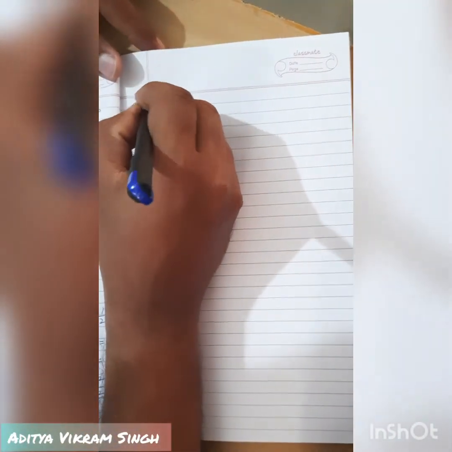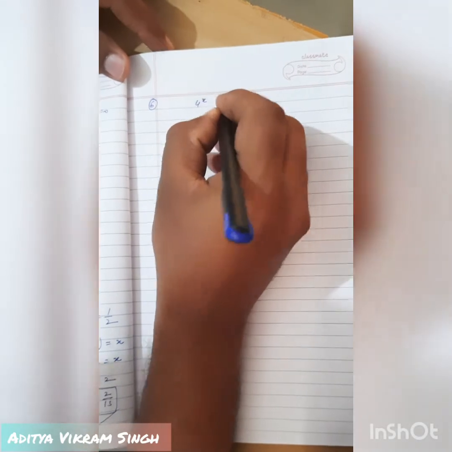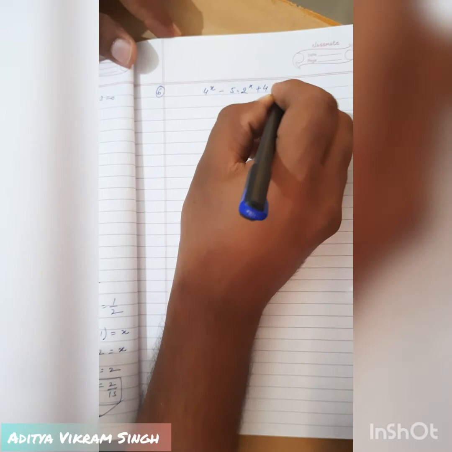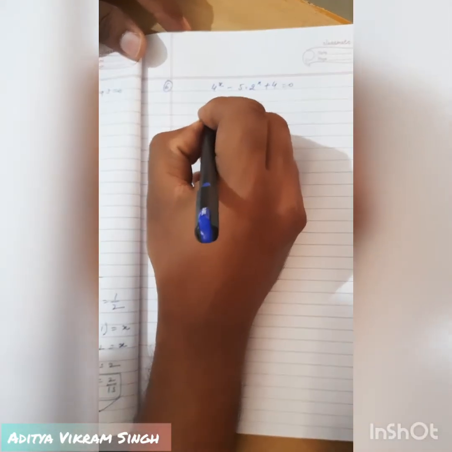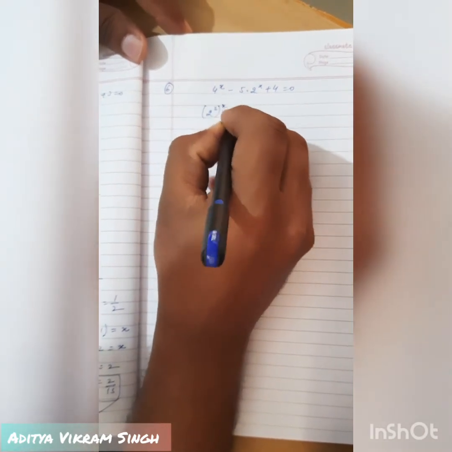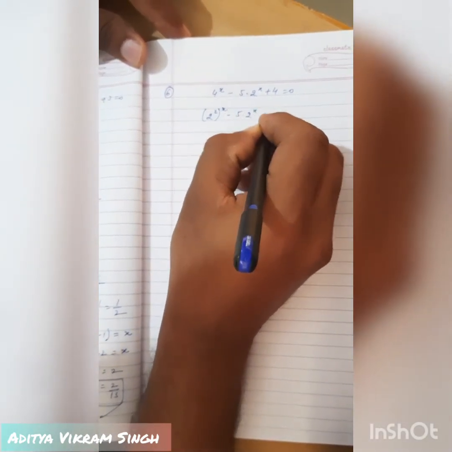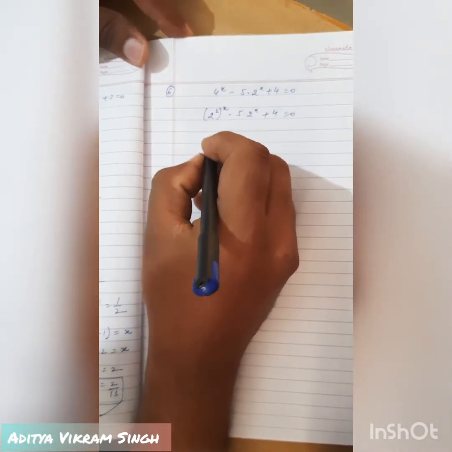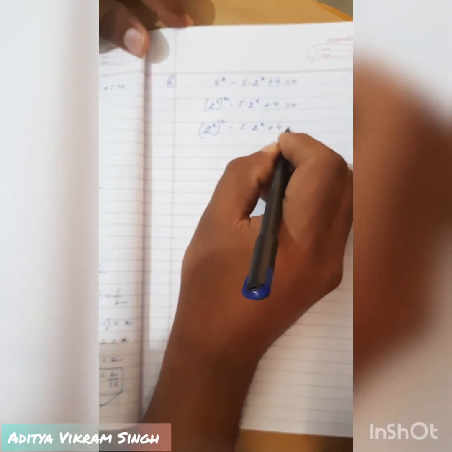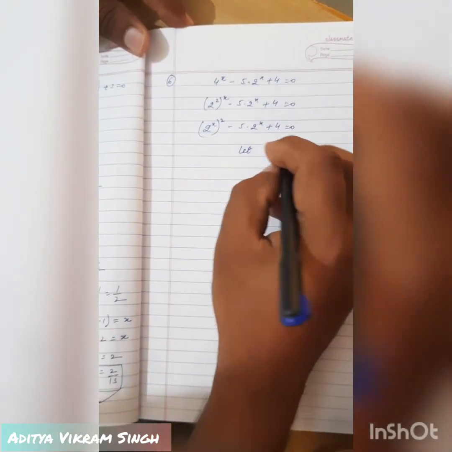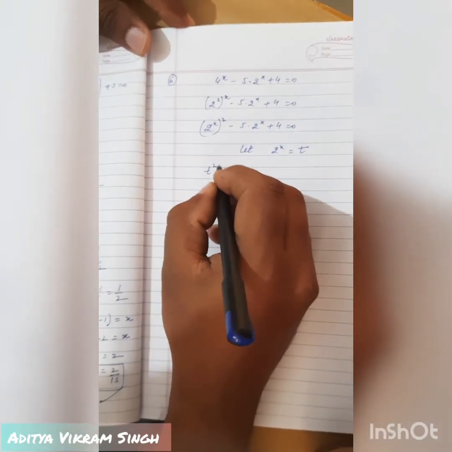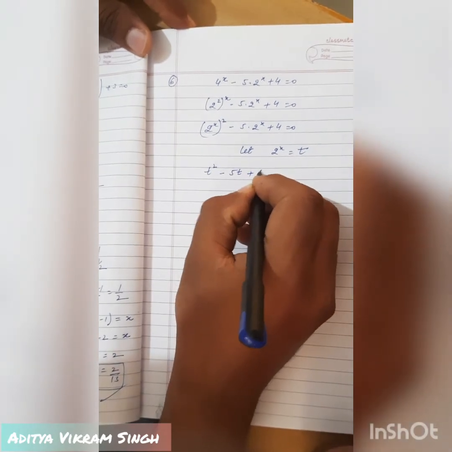Now question number 6. Question number 6 is 4 to the power x minus 5 into 2 to the power x plus 4 equals 0. So here what we can do is write 2 square to the power x minus 5 into 2 to the power x plus 4 is equal to 0. So we can write it like that: (2 to the power x) to the power 2 minus 5 into 2 to the power x plus 4 is equal to 0. So here we can suppose 2 to the power x is equal to t. So this becomes t square, this becomes 5t, this becomes 4 is equal to 0.